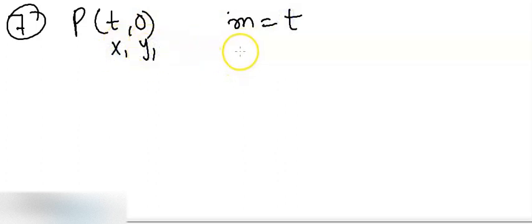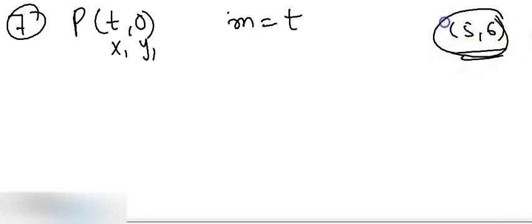Okay, so it says find, and then it says find the values of t for which the line passes through the point 5 comma 6. If this line is passing through this point, then find t.